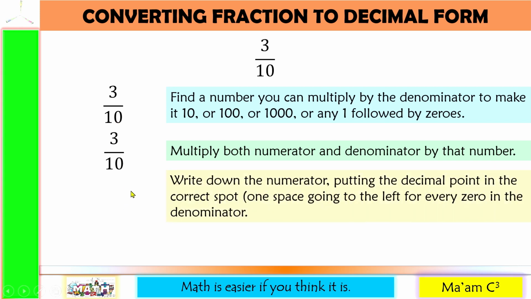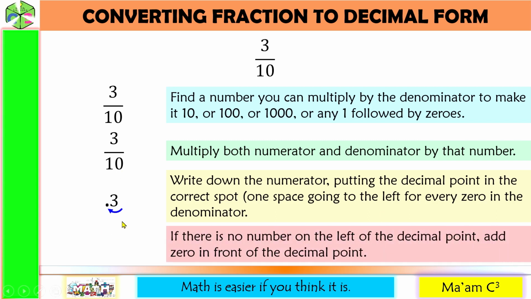Step 3. Write down the numerator. So let us write 3, putting the decimal point in the correct spot. Initially, the decimal point is on the right of 3. Now, where is the correct spot? It is one space going to the left for every zero in the denominator. How many zeros do we have here in our denominator? We only have 1. So that means one space going to the left. So the decimal point will be placed here.